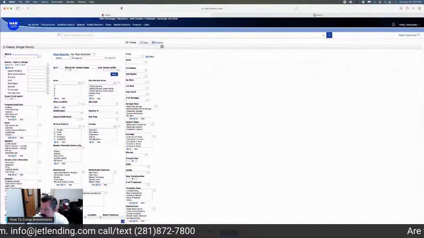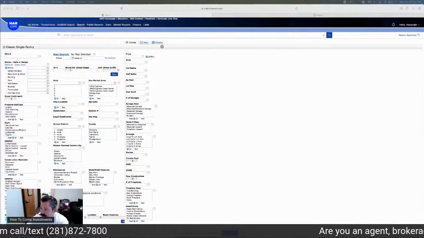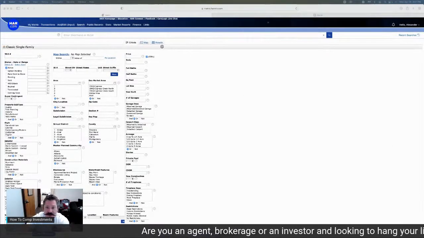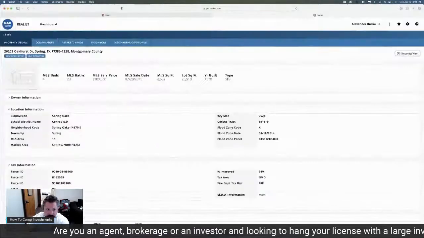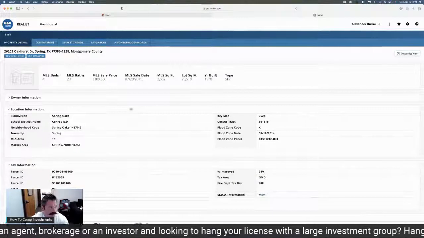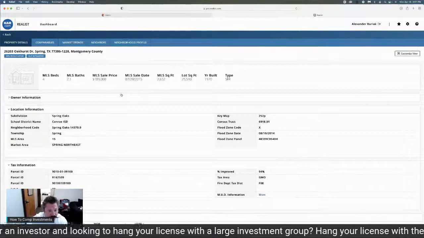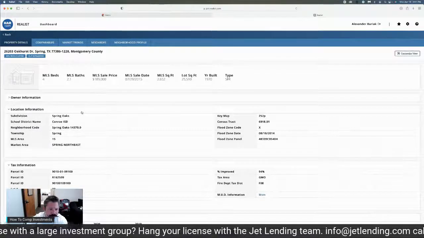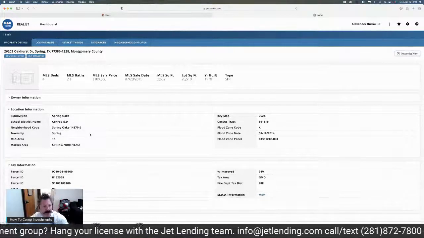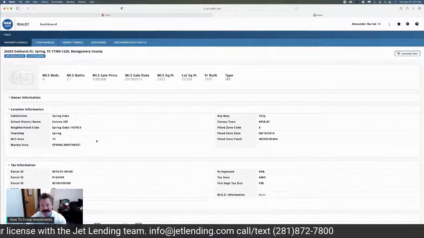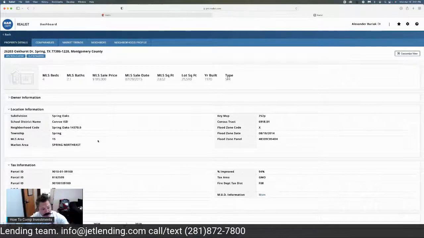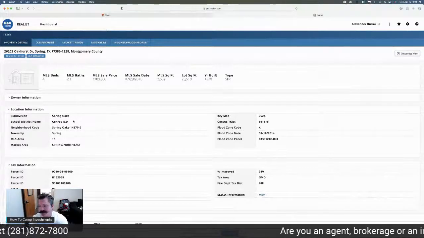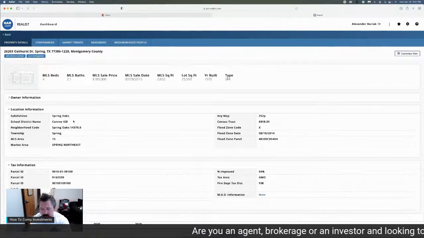All right, so here is MLS, and I'm going to show you how you look at this and comp some properties here. So let's say we're going to pull this one property up, and it's in Spring. You can look at here, for those of you guys who've never seen a tax roll like this, this is what's called a Realist, or just some key concepts of what your property is. So you look at what subdivision. Very important, especially for my landlords and flippers. Look at the school district.